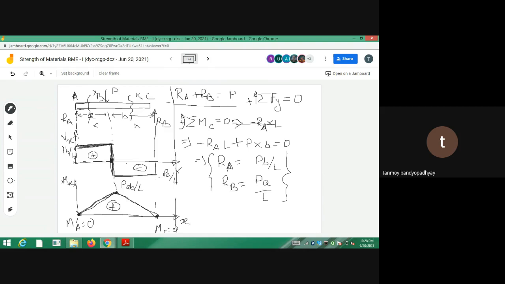So, one or two things that I will be telling before ending. The first thing to note is where the BM is maximum. If I need to find out the maximum value of the bending moment or where it occurs, it occurs at the point B. The bending moment is maximum at this point B, Pab by L. So why is it maximum at the point B?